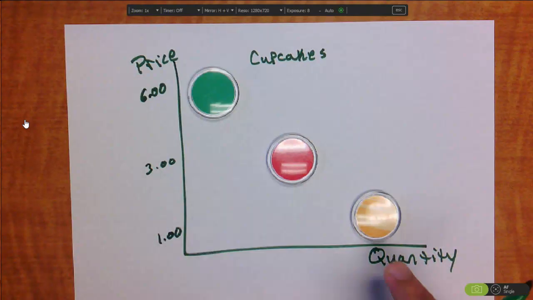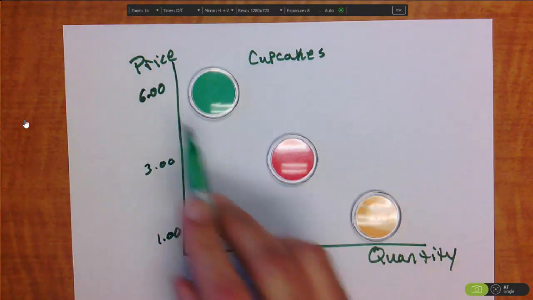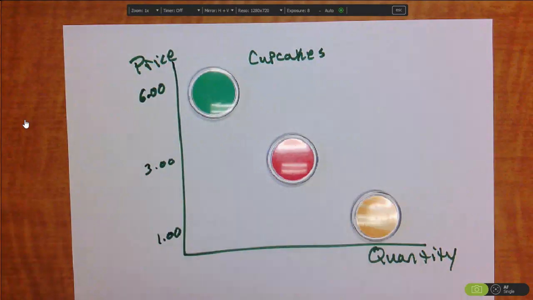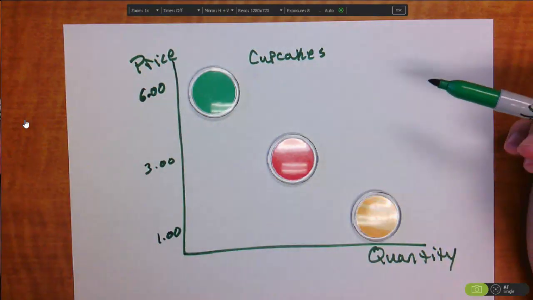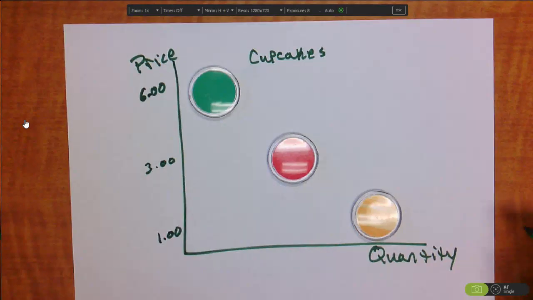At this price, there's a specific quantity. At this price, there's a specific quantity. And at this price, there's a specific quantity. So quantity is always tied to price. The quantity demanded in this case is always tied to a specific price.